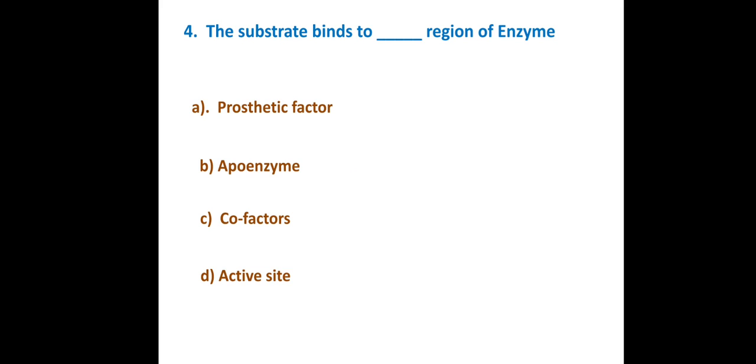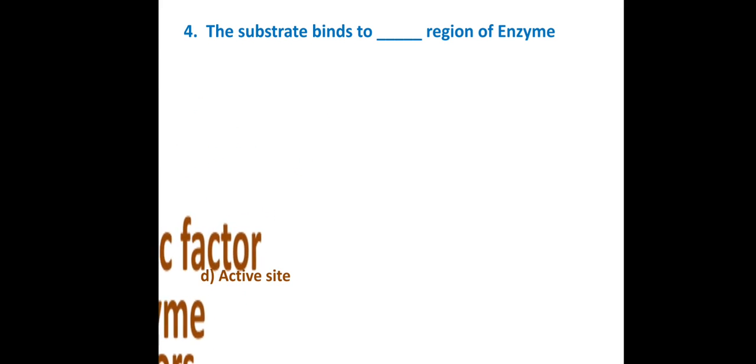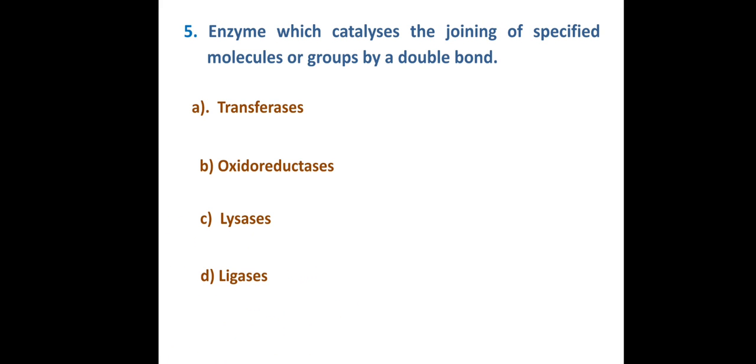The substrate binds to a dash region of the enzyme. Prosthetic, apoenzyme, cofactor, active site. Answer is active site. Enzymes which catalyze the joining of specified molecules or groups by double bond. Transferase, oxidoreductases, lyases, ligases. It is the lyases. They create double bonds.